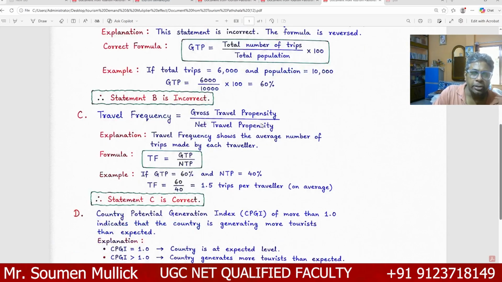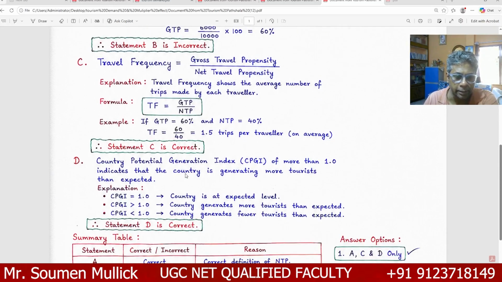The travel frequency means gross travel propensity by net travel propensity. Explanation, travel frequency shows the average number of trips made by each traveler. So TF equals GTP by NTP, gross travel propensity by net travel propensity. As an example, GTP 60%, NTP 40%. So TF, travel frequency, is 60 by 40, 1.5 trips per traveler on average. So statement C is correct.